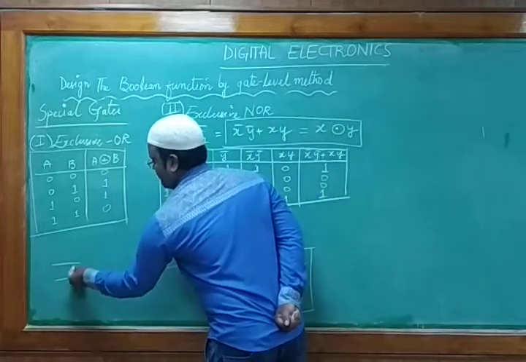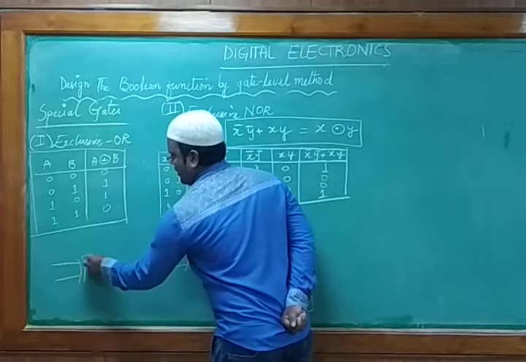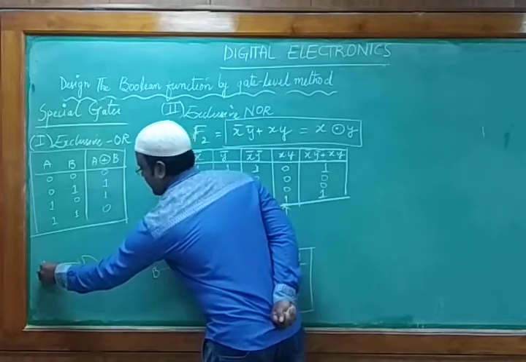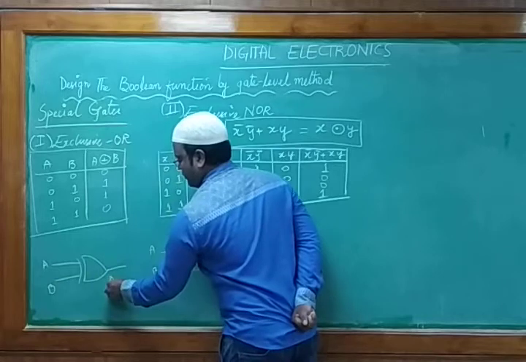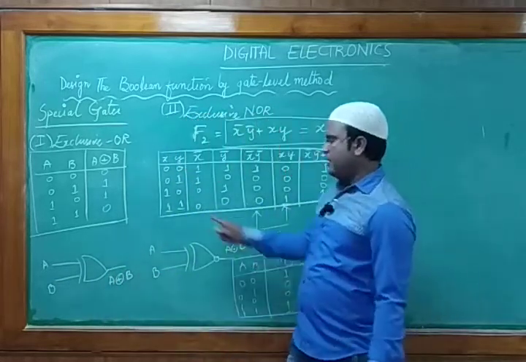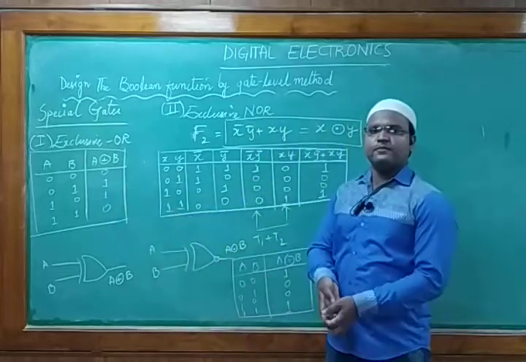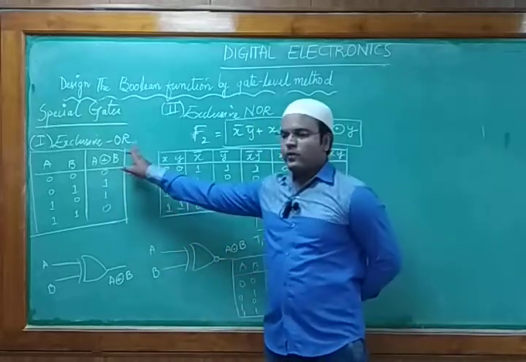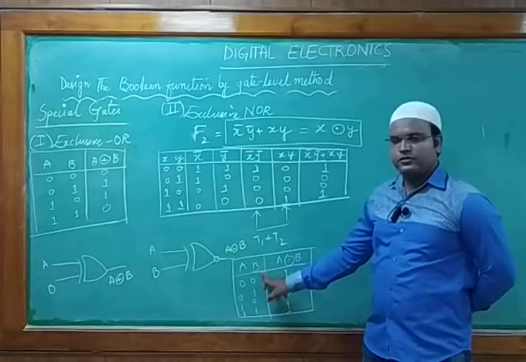Exclusive OR symbol will be one line we need to put it and we need to write over here like this, A and B. So what is the output for this? A exclusive OR with B. So this truth table and this truth table you can see. So these are what? Special gates. One is exclusive OR, second is exclusive NOR.